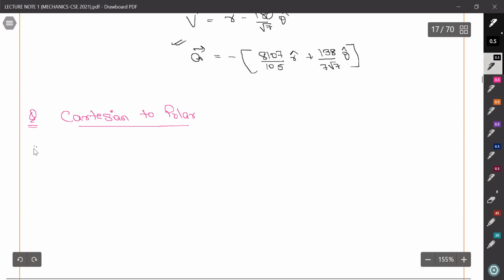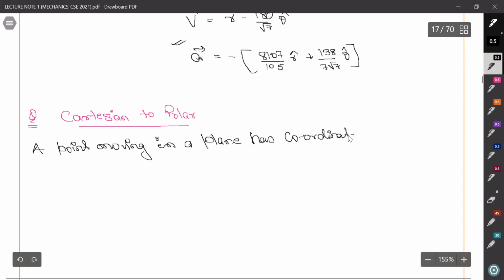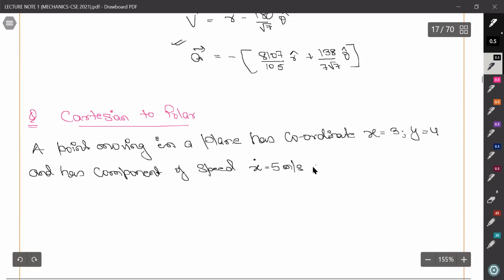Just try to solve this. Here, given a point moving in a plane has coordinate x equals 3 and y equals 4, and has component of speed, that is x dot equals 5 meter per second and y dot equals 8 meter per second. That is velocity in x direction, and this is the velocity in y direction.